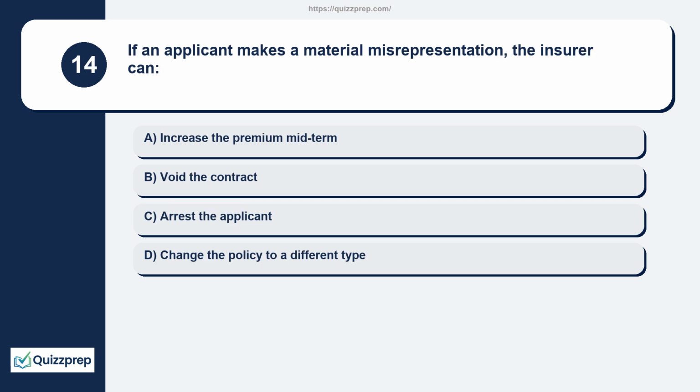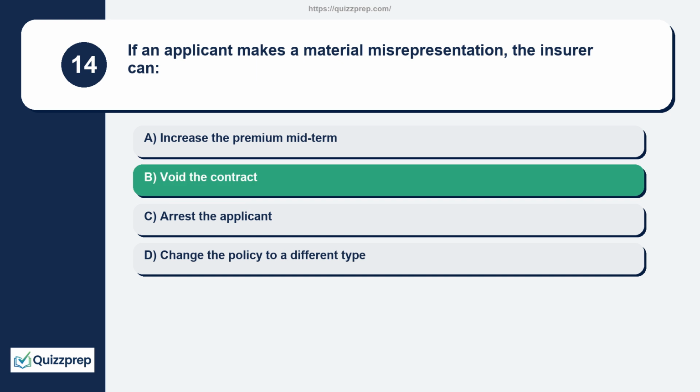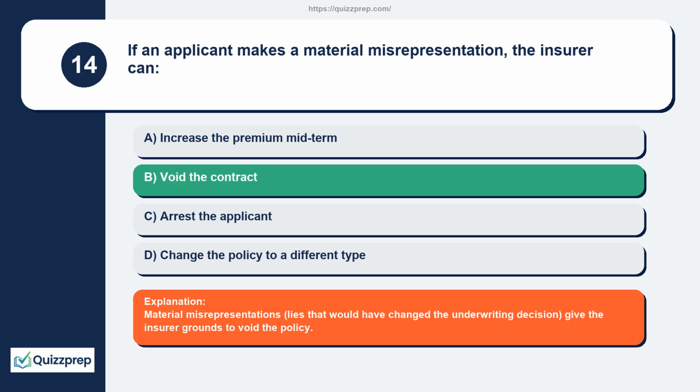Question 14. If an applicant makes a material misrepresentation, the insurer can increase the premium midterm, void the contract, arrest the applicant, change the policy to a different type. Material misrepresentations, lies that would have changed the underwriting decision, give the insurer grounds to void the policy.